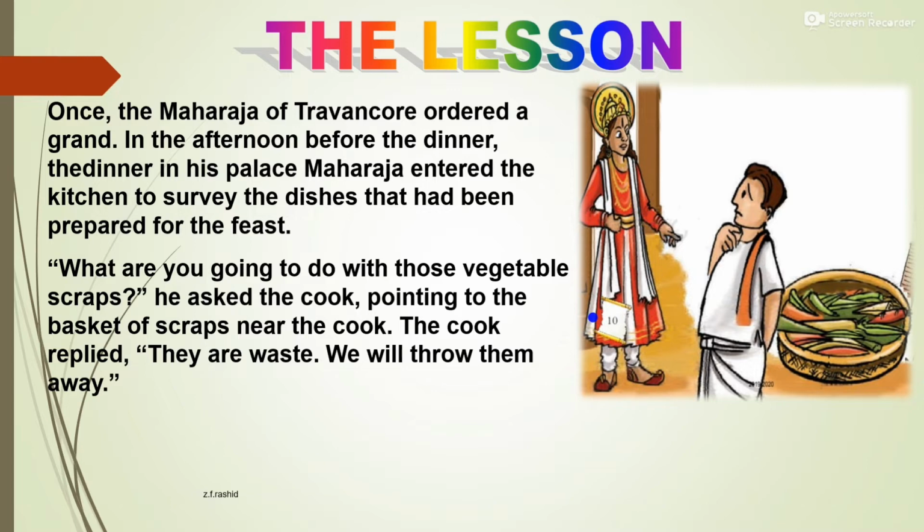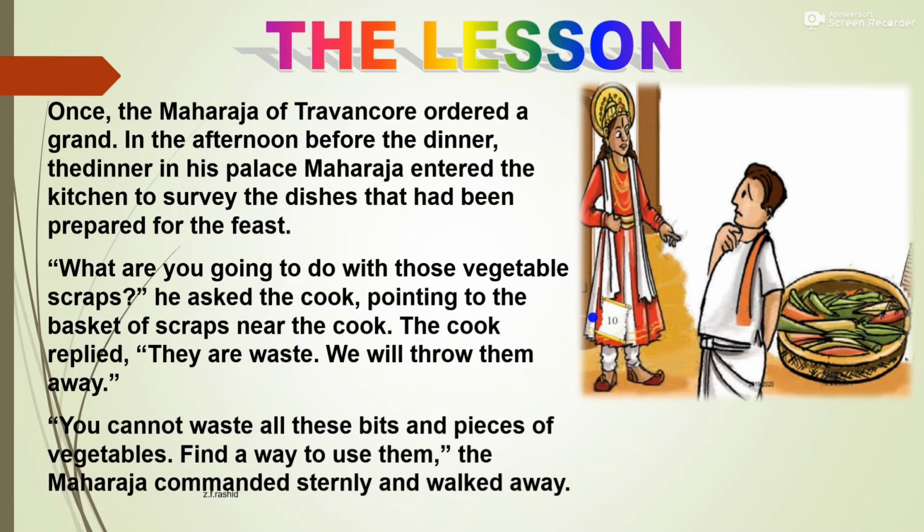What are you going to do with those vegetable scraps? He asked the cook, pointing to the basket of scraps near the cook. The cook replied, "They are waste. We will throw them away." "You cannot waste all these bits and pieces of vegetables. Find a way to use them." The Maharaja commanded sternly and walked away.